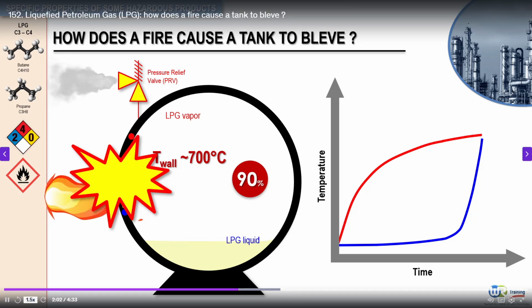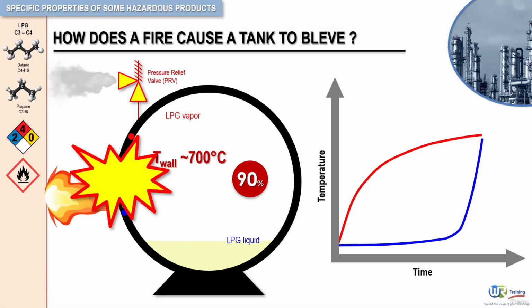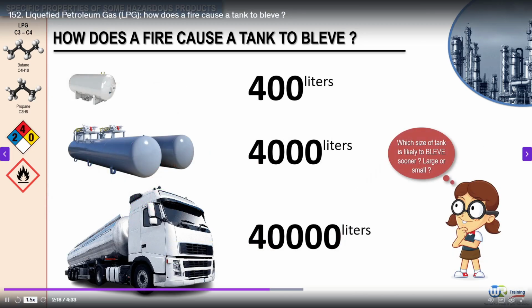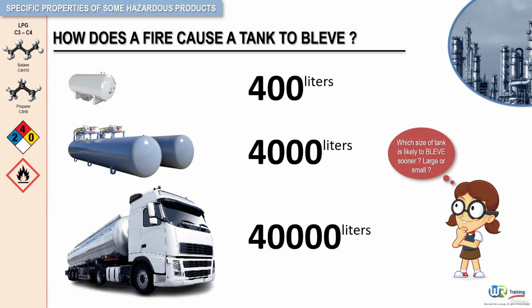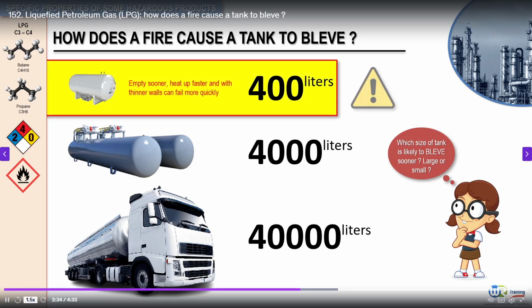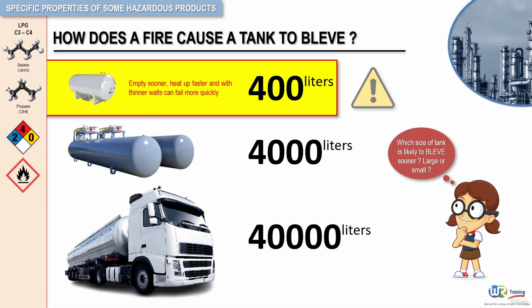It's amazing how quickly steel weakens at high temperatures. That's why a tank subjected to a strong torch flame can BLEVE so quickly, anywhere from 3 to 12 minutes, depending on its size. Now, which size of tank is likely to BLEVE sooner, large or small? The answer is small tanks are likely to BLEVE sooner. Small tanks empty sooner, heat up faster, and with thinner walls can fail more quickly.